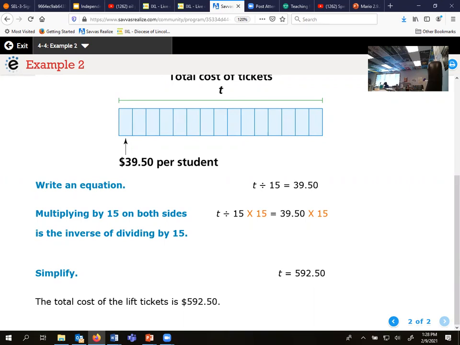Josie? Multiplying. So we're going to multiply each side times 15. When you do this, it cancels out. So I have this T on the left. $39.50 times 15 is $592.50. So the cost of the tickets was $592.50 for all 15 of them, which isn't that bad, considering that's half off. If they weren't students and 15 people went skiing, we're looking at $1,200 just to go skiing. So we're going on that.